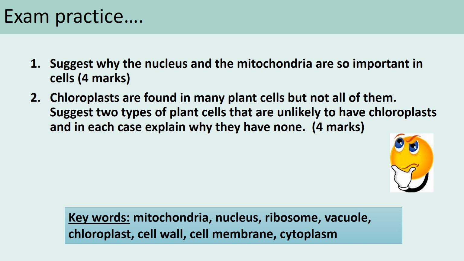So question number 1 is suggest why the nucleus and the mitochondria are so important in cells. And number 2, chloroplasts are found in many plant cells, but not all of them. Suggest 2 types of plant cells that are unlikely to have chloroplasts, and in each case explain, so you need to say why they have none. There are some keywords at the bottom of the different structures that you might want to include in your answers. So if you could pause the video now and have a go at those 2 questions.